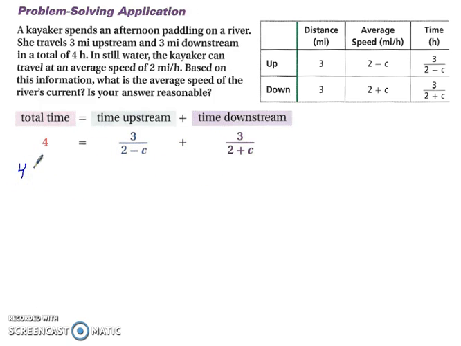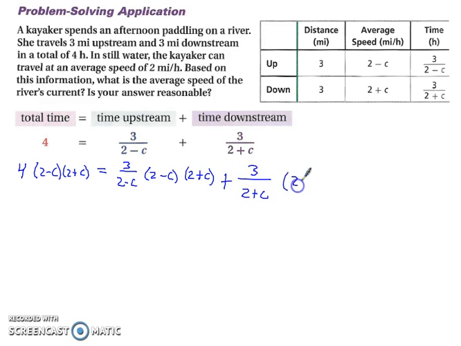So we're going to multiply this first one by 2 minus c and 2 plus c. And then we have 3 divided by 2 minus c, and that's also going to get multiplied by 2 minus c and 2 plus c, because once again, we want to get rid of those ugly denominators. Then we have 3 over 2 plus c, and that needs to be multiplied by 2 minus c and 2 plus c.